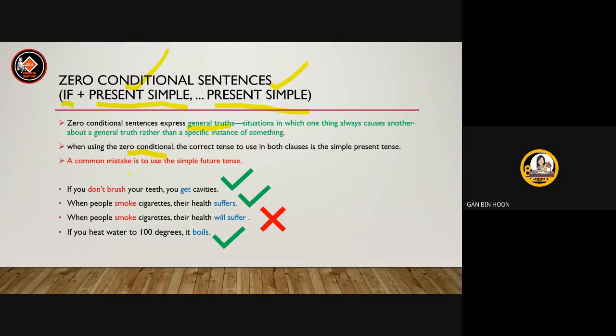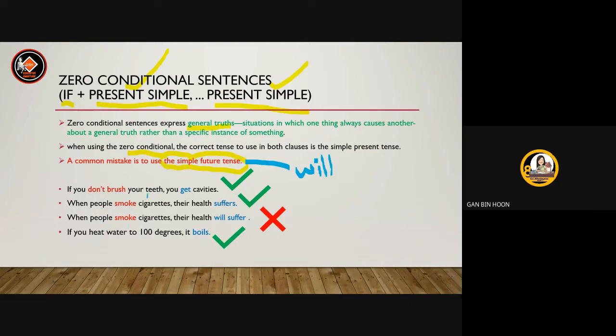Okay, a common mistake is to use the simple future. Many of you will write this. Sometimes I also tend to write this. Okay, simple future cannot use. Simple future, I use a pen. Okay, I use a blue pen. Simple future means when you have the word will. Okay, this is future.